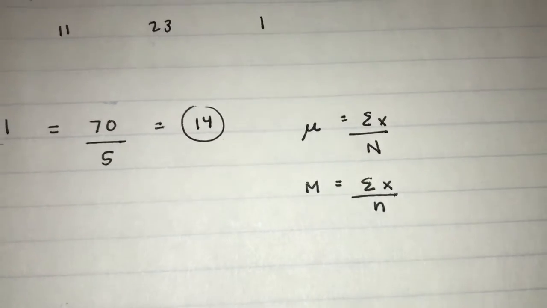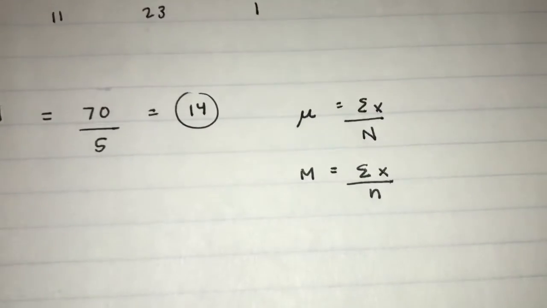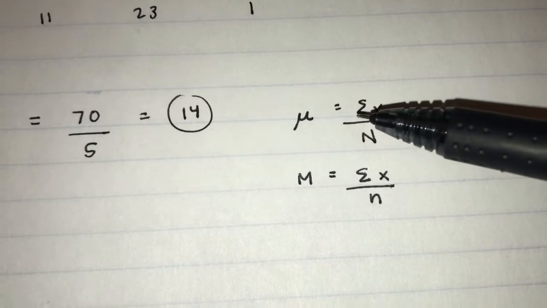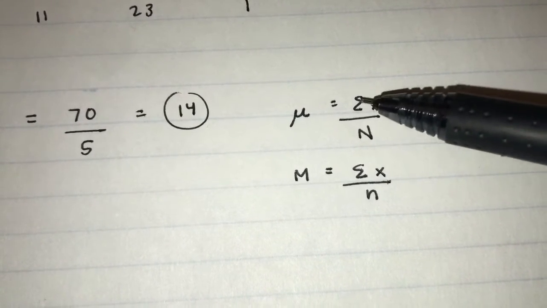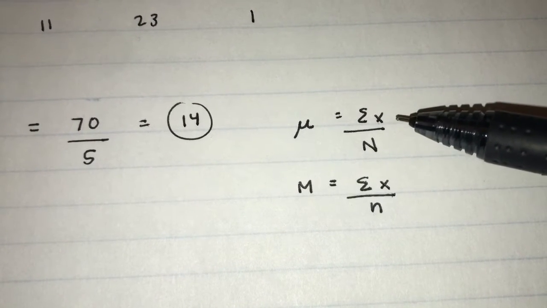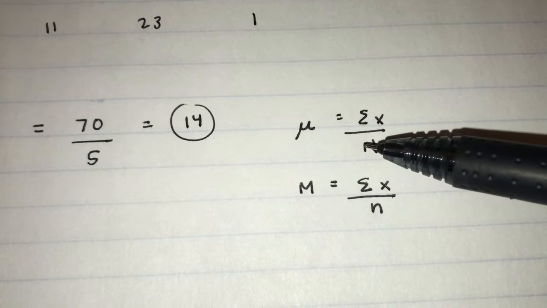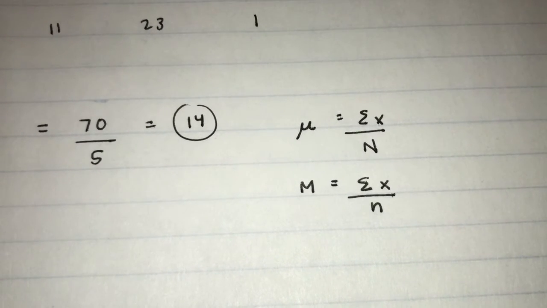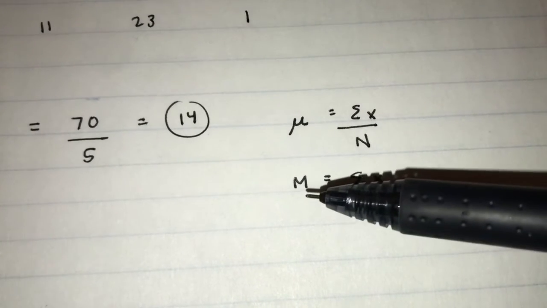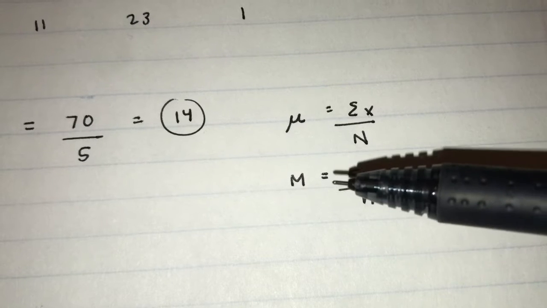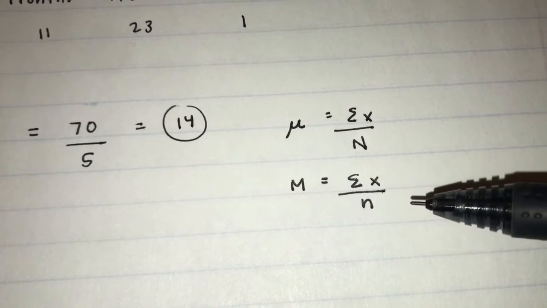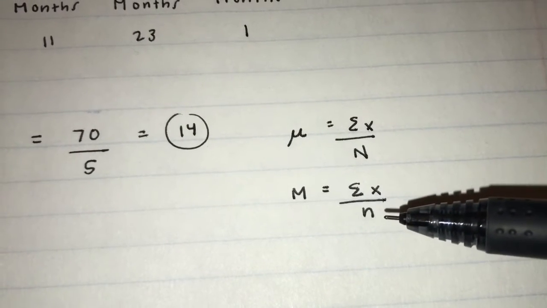So also important is that the formula for the population mean is symbolized by mu, which equals sigma of x, the sum of each score in a data set divided by the number of scores in that population. And the sample mean formula is symbolized with a capital M equals the sum of each data score divided by the sample number.